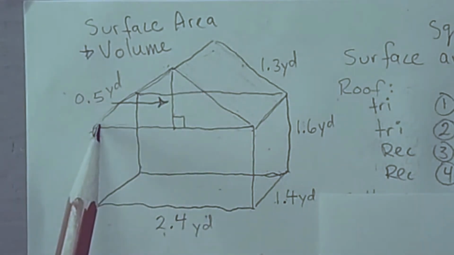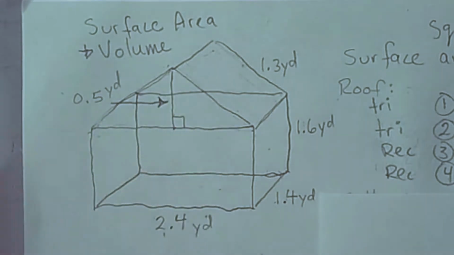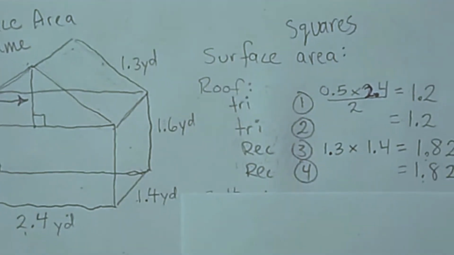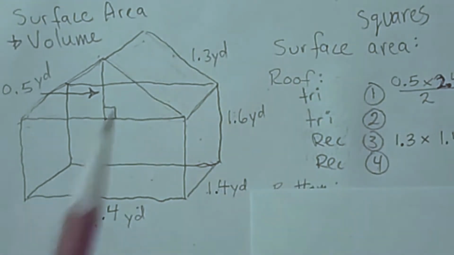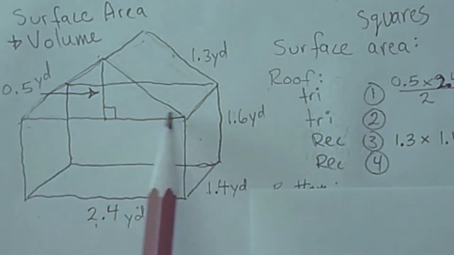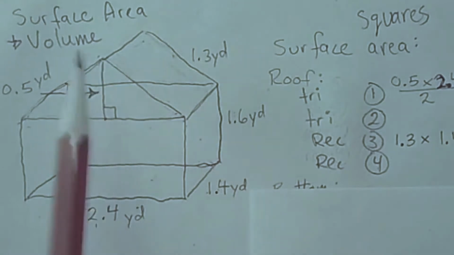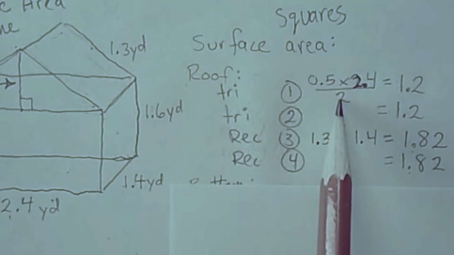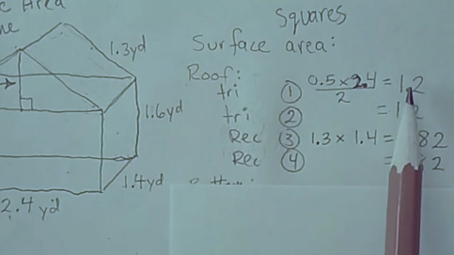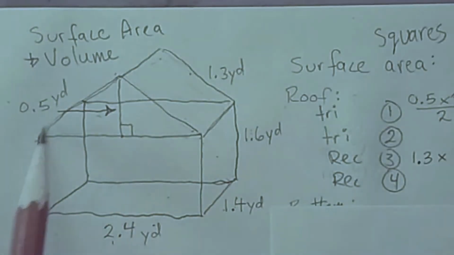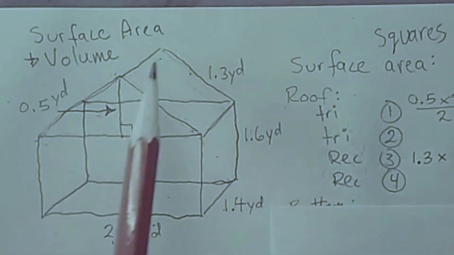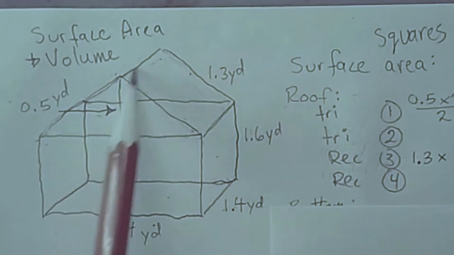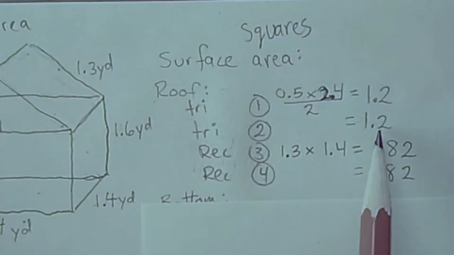And that's what I did first. I did the area of that triangle. The area of the triangle is base times height divided by 2. Base is 2.4, height is 0.5. So 2.4 times 0.5 divided by 2, that's 1.2. That's the area of the front triangle. Now the front triangle is the same as the back triangle here. So I just knew that those two areas are the same, so I'll just add another 1.2 to this.